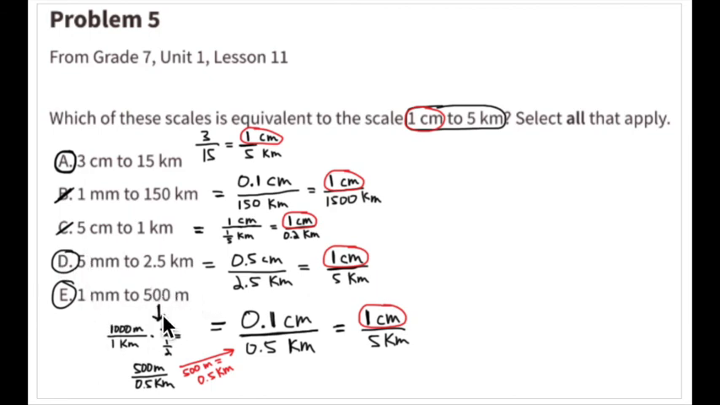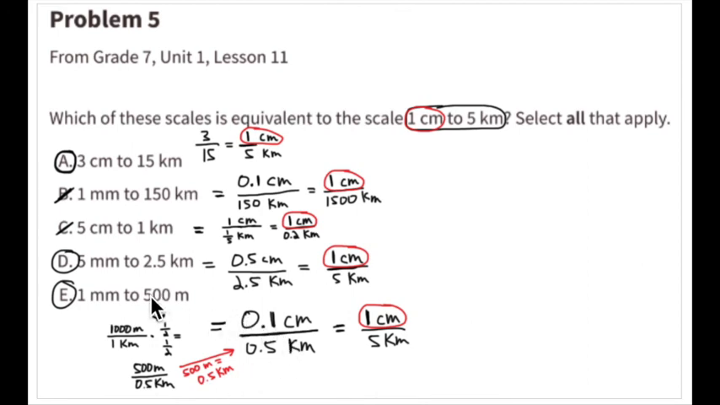And E, a little bit tougher. I'm going to change this 500 meters to kilometers. Well, 500 meters is 1/2 of a kilometer, because 1/2 of 1,000 is 500. So 1/2 of a kilometer is 5/10 of a kilometer. So 500 meters to 5/10 of a kilometer, or 1/2 of a kilometer.